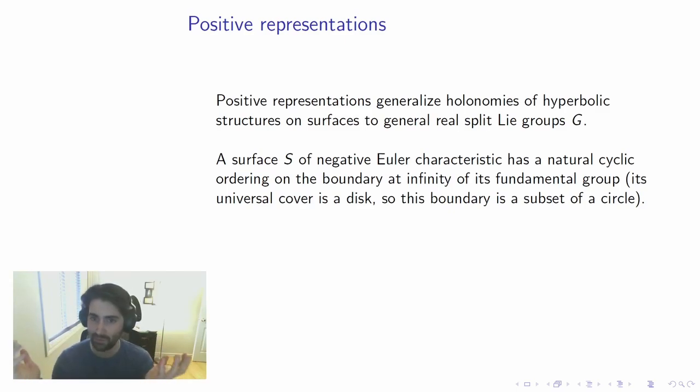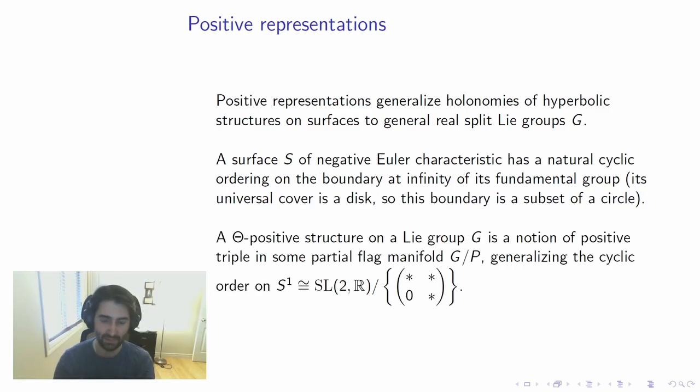You can, for instance, fix a hyperbolic structure on it, and then the boundary at infinity of its fundamental group will embed inside the boundary at infinity of H2, which gives you a cyclic ordering on the boundary. Positive representations will be defined in terms of this cyclic ordering. So what you do is, in your Lie group, you need to have this additional structure, which is called a theta positive structure now.